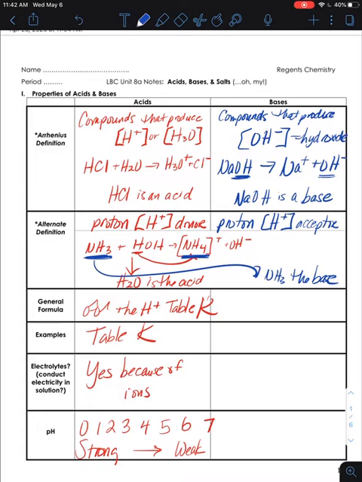Okay. The general formula is that you're really looking for the OH negative, and you can also see good examples in Table L. This will conduct electricity because of the ions. Anything positive or negatively charged will create electrical conductivity. So on the flip side, 7 is considered neutral. So this goes all the way up to 14.